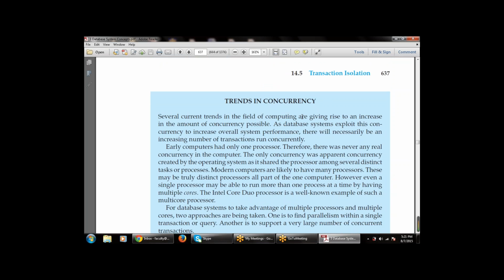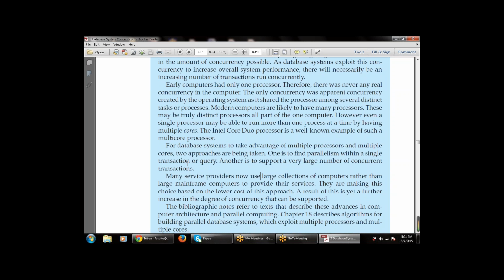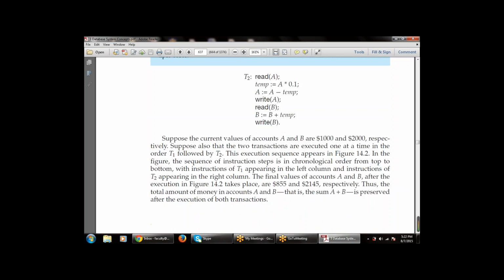Now, what are the trends in concurrency? We can use multiple processors for concurrency control. For concurrency, more than one processor, more than one CPU, is used to provide concurrency among the transactions. For a database system to take advantage of multiple processors and multiple cores, two approaches are being taken. One is to find parallelism within a single transaction or query. Another is to support a very large number of concurrent transactions. Many service providers are also using a large number of computers rather than mainframe computers to provide their services.